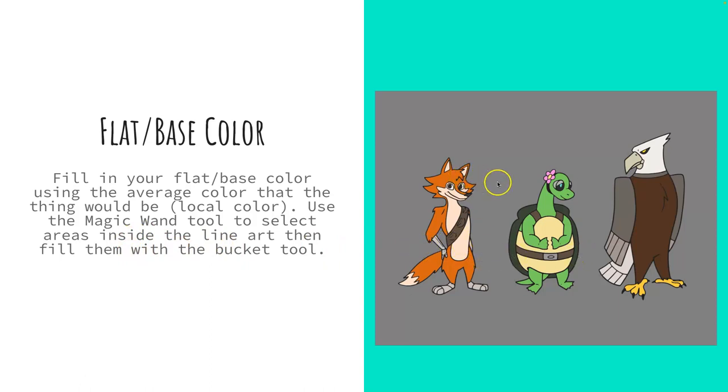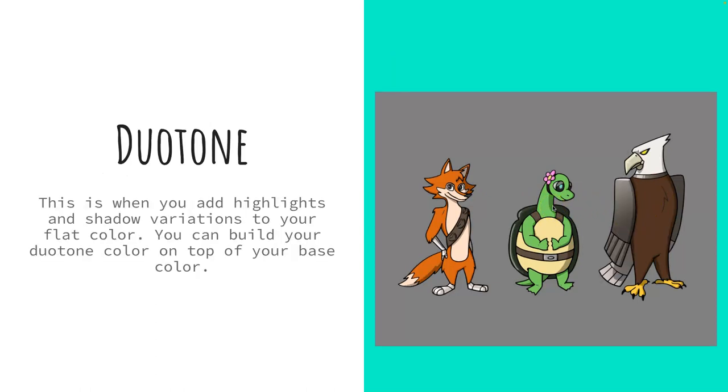So the fox in any lighting condition is orange, the turtle in any lighting condition is green, the eagle in any lighting condition is brown, right, in gray. Those are the tools. Duotone, this will be the first thing I'm demoing today. Once you have your flat color, you can split that local flat color into highlights and shadows. So the fox is still orange, but now we have a highlight color for orange and a shadow color for orange. The turtle is still green, but we have a highlight color for green and a shadow color for green. The eagle is still brown, but we have a highlight color for the brown and a shadow color for the brown.